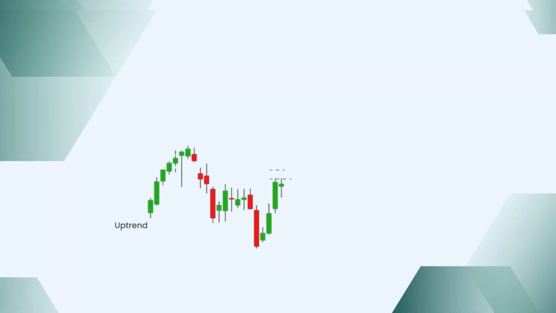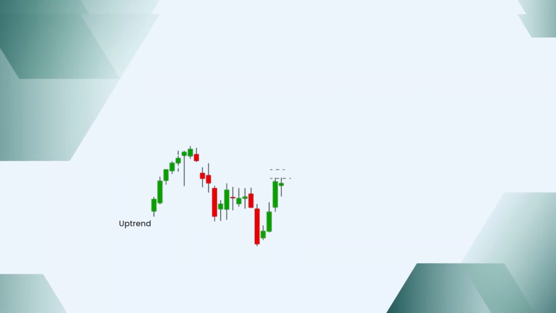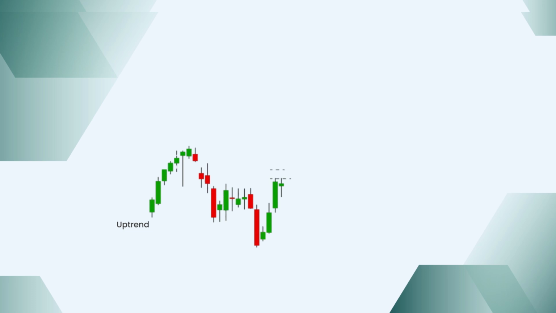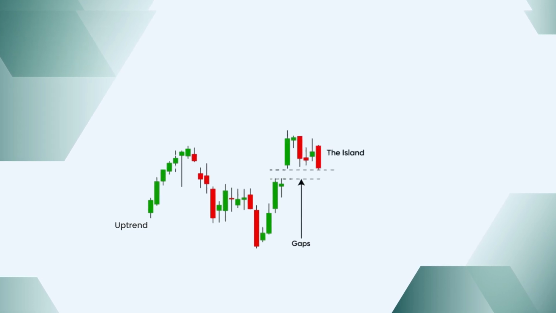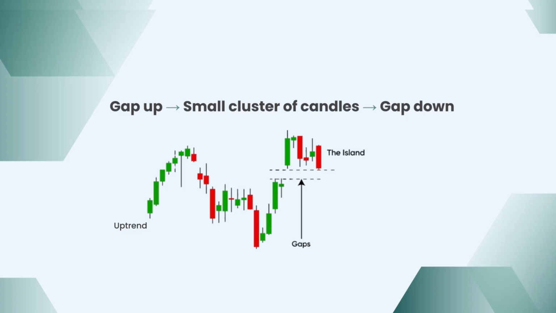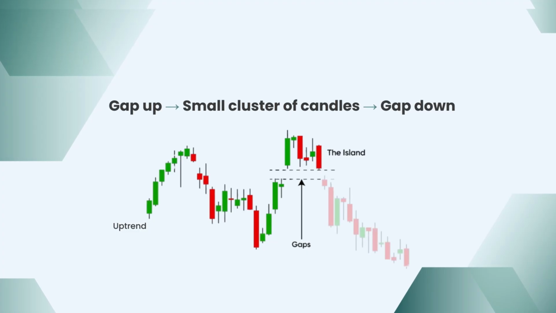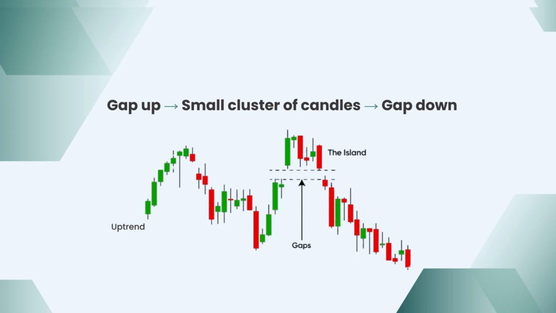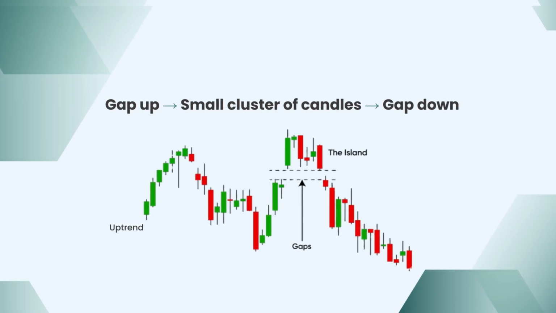This version usually appears after an uptrend. Price goes up, often on strong news or bullish sentiment. Buyers feel confident. Traders chase the move. Price trades in the higher areas for a short time. Then something unexpected happens. Price gaps down, leaving all those bullish candles stranded above the market. There is no smooth transition, no gradual exit, just abandonment.